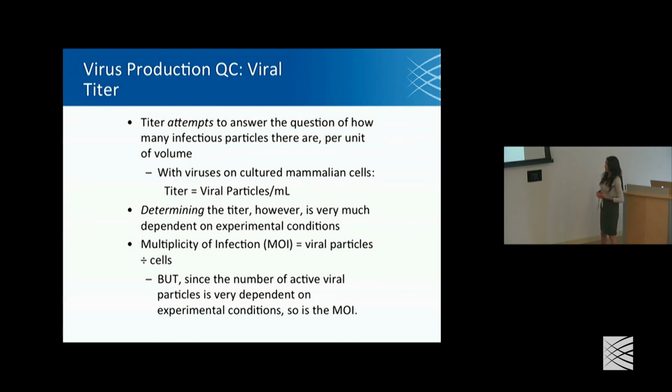So once you've produced your virus, you'd want to use viral titer as a QC metric. Titer attempts to answer the question of how many infectious particles you have per unit of volume, and with mammalian cells, titer is calculated as viral particles divided by mL. Determining your titer, however, can be very dependent on your experimental conditions. We've talked a little bit about your MOI, or your multiplicity of infection, and when it comes to titer, that's usually measured as viral particles per cell. But the number of active viral particles can be very dependent on your experimental conditions, thus so is your MOI.